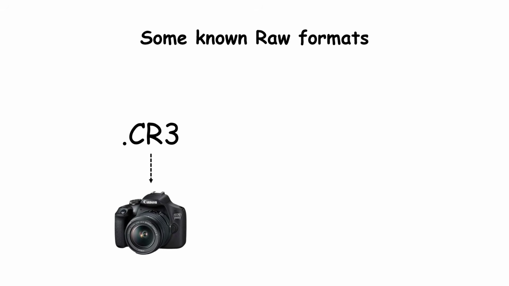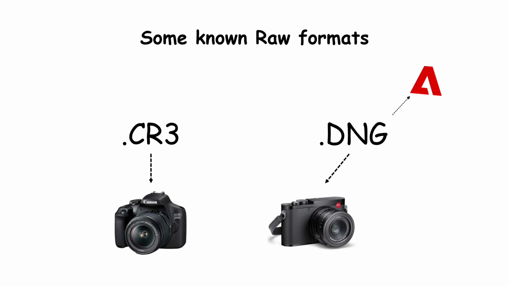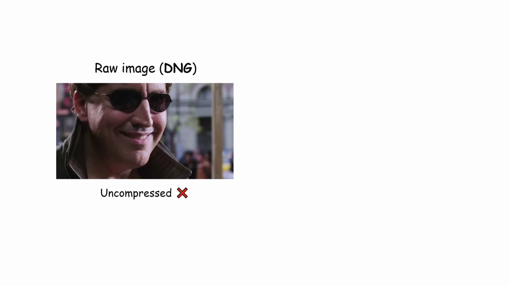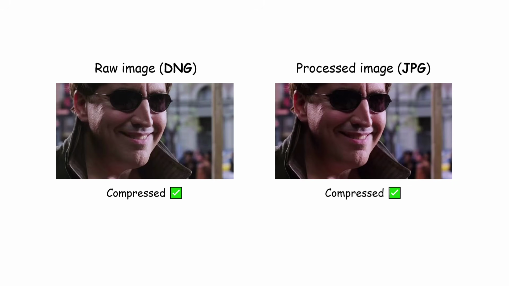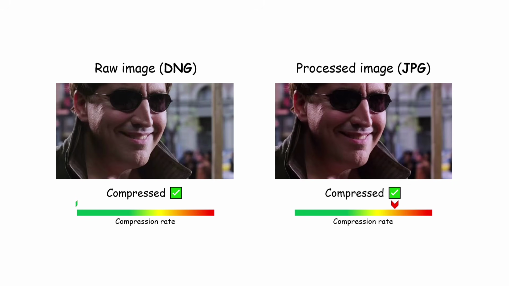For example, one of the raw formats is CR3, which most new Canon cameras use, or for example, another one is the DNG format, which was developed by Adobe, and many cameras and phones have the ability to save photos in this format. Of course, I should also say that raw images are not without compression either, but compared to other formats, the least amount of compression is applied to the captured image, and they often use lossless compression methods.